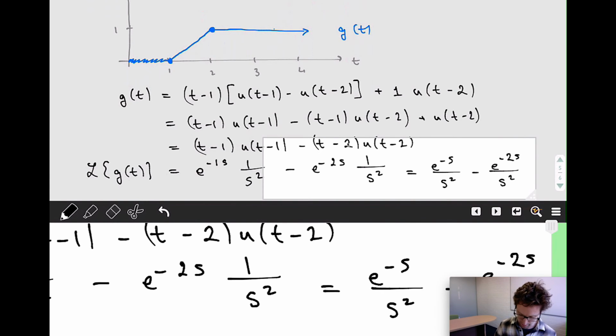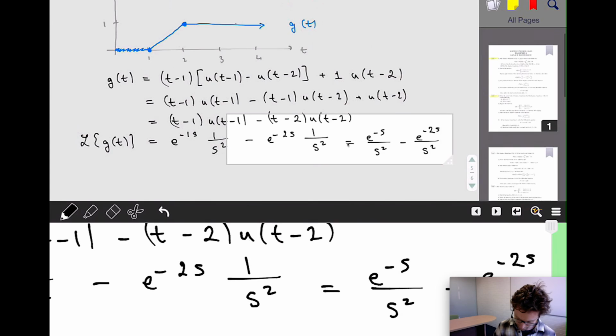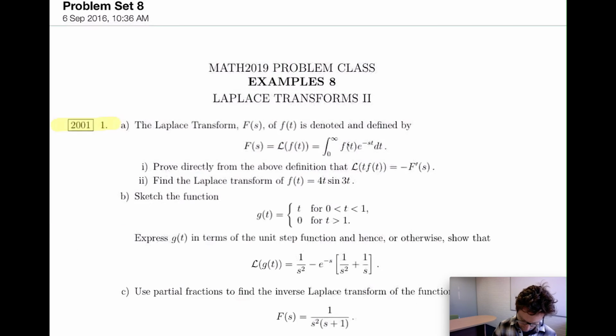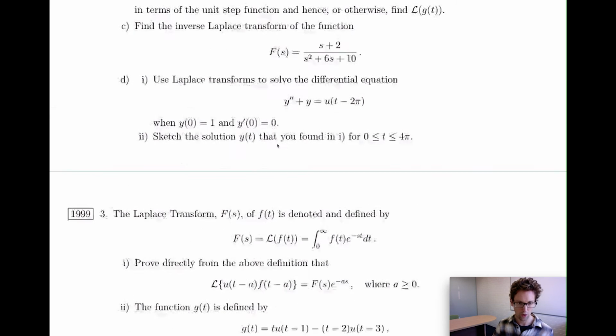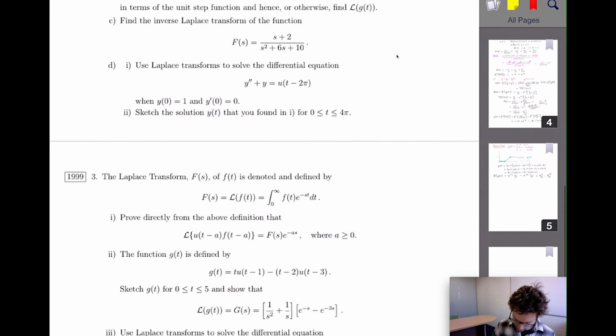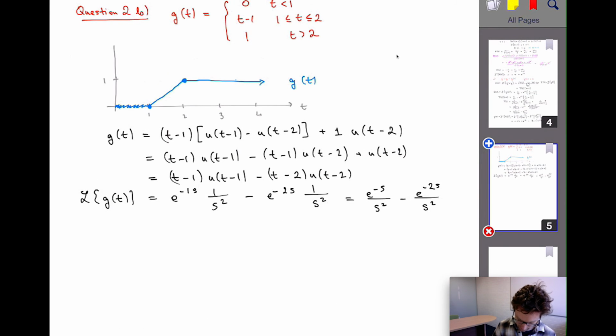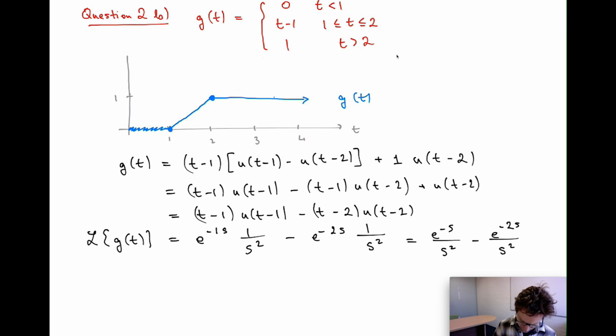Let's take a look now at part C of this problem. In this part, we're given some complicated looking rational polynomial, and we're going to find its inverse Laplace transform using our various tricks that we have for doing that. So we saw that there's really only two possibilities in these kinds of rational polynomials.